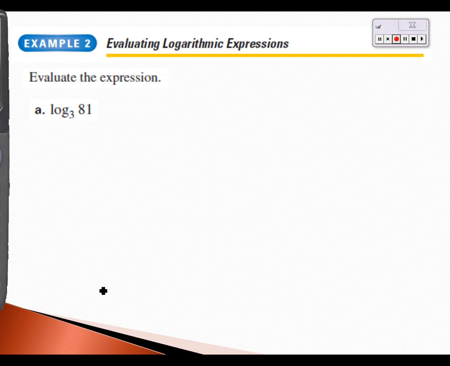All right. Now let's see if we can fill in the blank. I'd like you to actually evaluate the logarithm for the first time. Here we go. I'm asking you to evaluate the following logarithm. Log base 3 of 81 equals what? That's the big question.